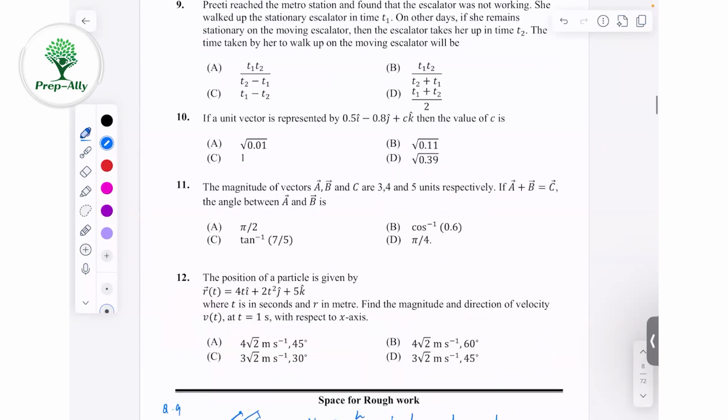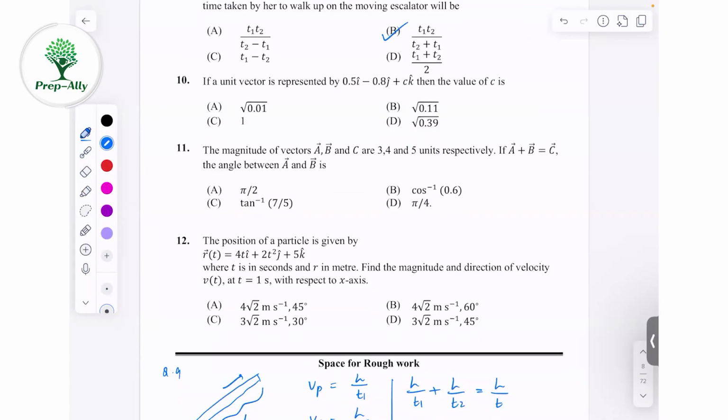Okay, B. Let's continue. If a unit vector, what do you mean by unit vector? A vector whose magnitude is 1. That is called a unit vector. So that vector is represented by this value, this vector. Then the value of C is. So question 10.